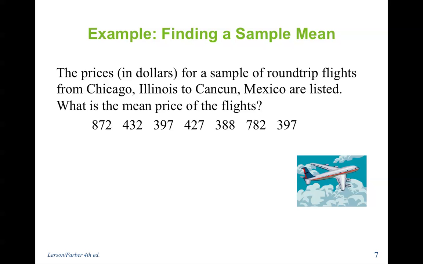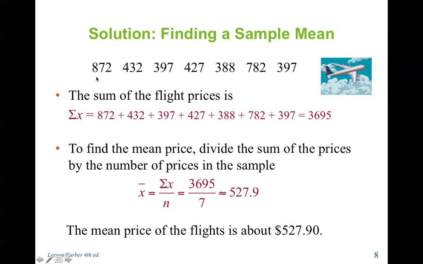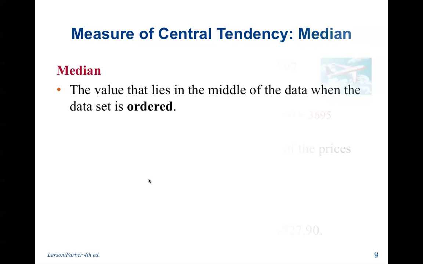So if we wanted to use this example right here of the prices in dollars for a sample of round-trip flights from Chicago, Illinois to Cancun, Mexico, we can find the mean of this data set. What we would simply need to do is add up all the numbers, as shown right here, 872 plus 432 plus 9 plus 397, and so on, until we get 3,695. And then we divide by how many we have in our sample set. So 1, 2, 3, 4, 5, 6, 7. So we're going to divide by 7, and we would see that the mean price for this sample, which means x bar, equals 527.9.